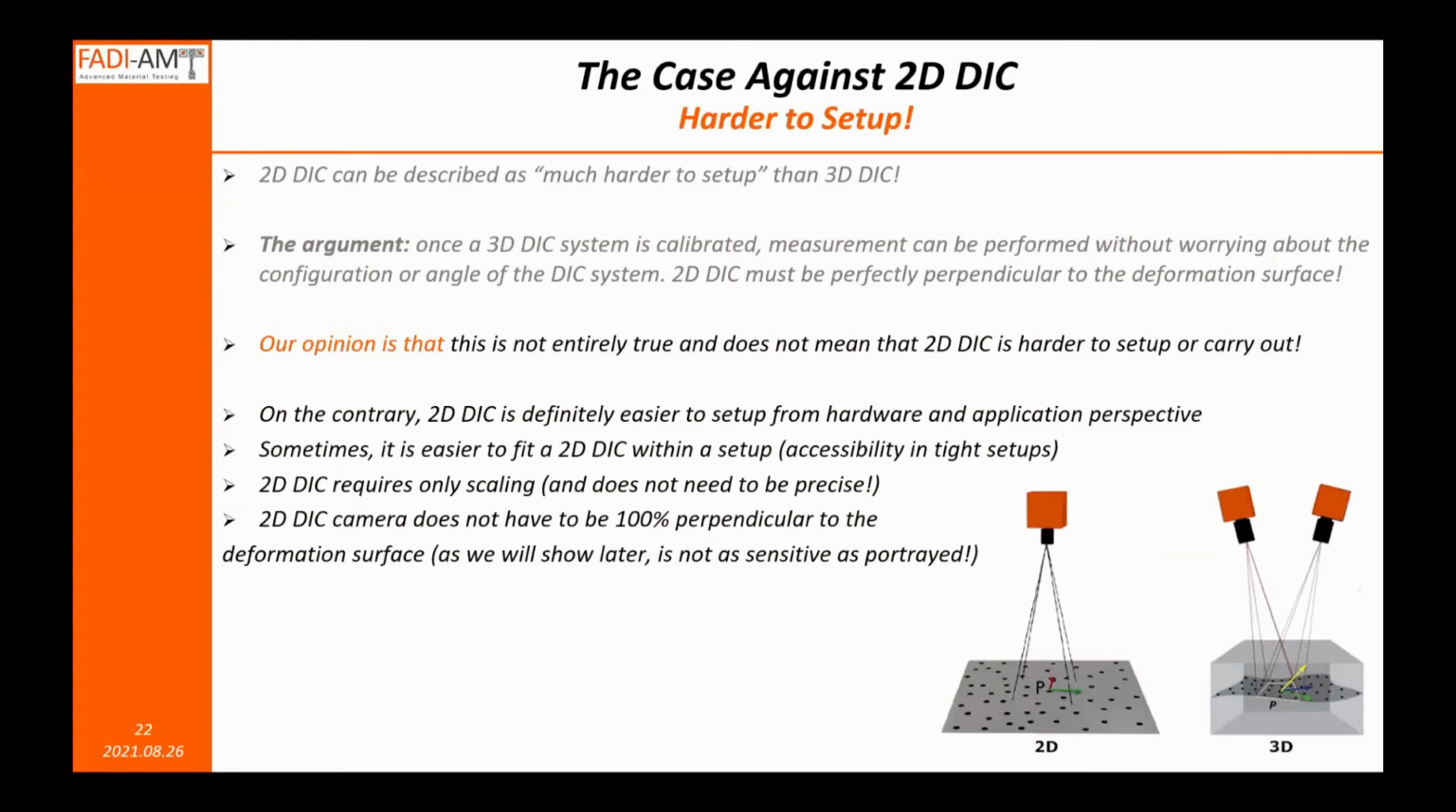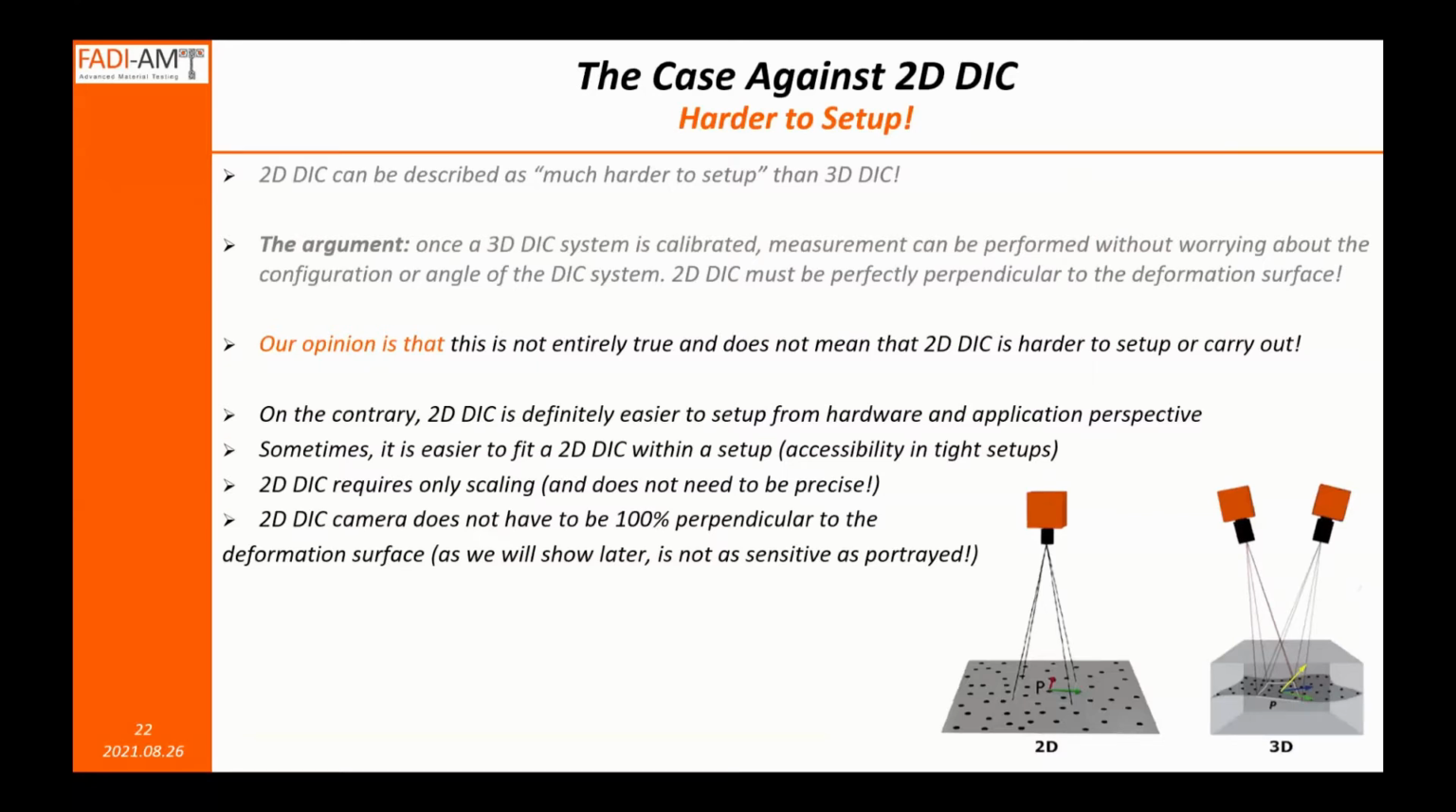But we don't agree with the fact that 2D DIC is harder just because of this. In fact, 2D DIC as a setup is much easier to set up because it's simply a camera that is in front of a sample. You don't really need to do much after that. In fact, in terms of setup, there are so many scenarios where 2D DIC is even easier to set up because of accessibility problems.